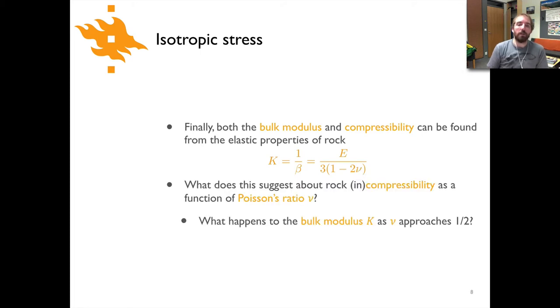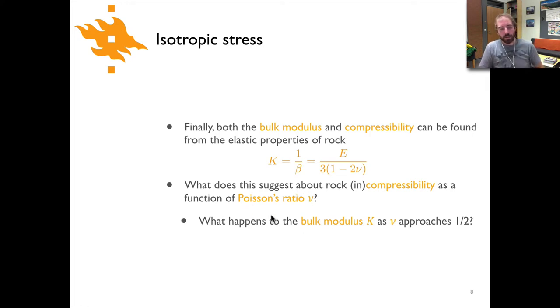Now it's time for our last set of questions in the topic of the basics of elasticity. And there are two questions, so I'll ask you to once again pause the video, think about the questions, and come back. First question is, what does this relationship suggest about rock incompressibility or compressibility as a function of Poisson's ratio?